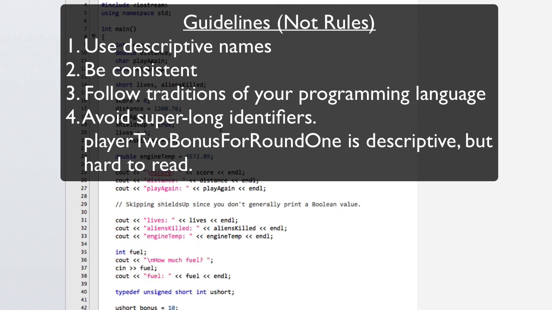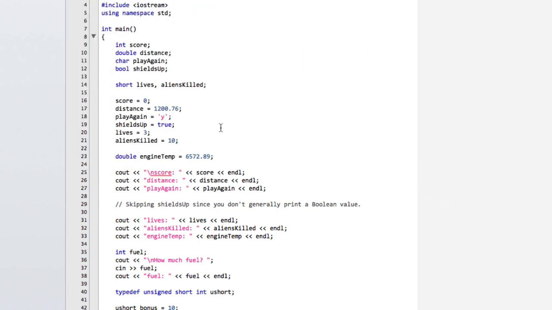Third, you need to follow the traditions of the language. For example, most programming languages have a tradition that variable names always start with a lowercase letter. Another tradition is to avoid using that underscore as the first character of your variable name, because the underscore quite often will have a special meaning for a variable. And finally, keep the length of your identifier in check. Yeah, player 2 bonus for round 1 is descriptive, but it's also hard to read. Try to keep your variable names under 15 characters.